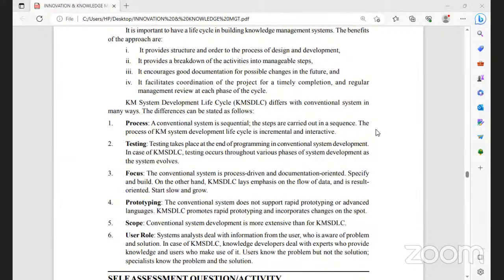Process. A conventional system is sequential. The steps are carried out in a sequence. The process of the knowledge management system development life cycle is incremental and interactive. And coming to the testing phase. Testing takes place at the end of programming in conventional system development. In the case of the knowledge management system development life cycle, testing occurs throughout various phases of system development as the system evolves.